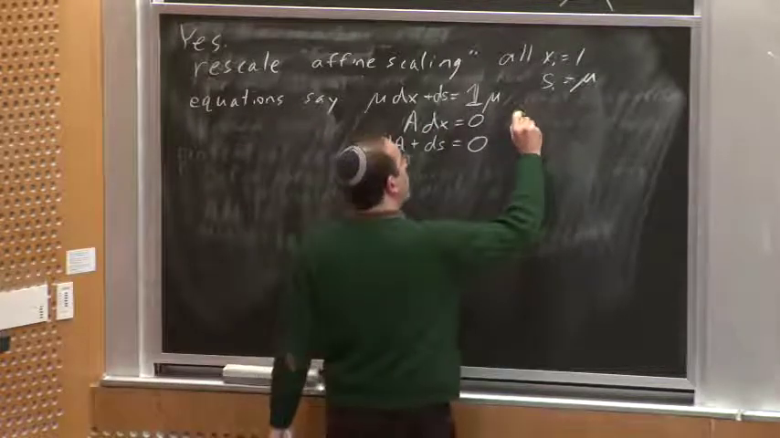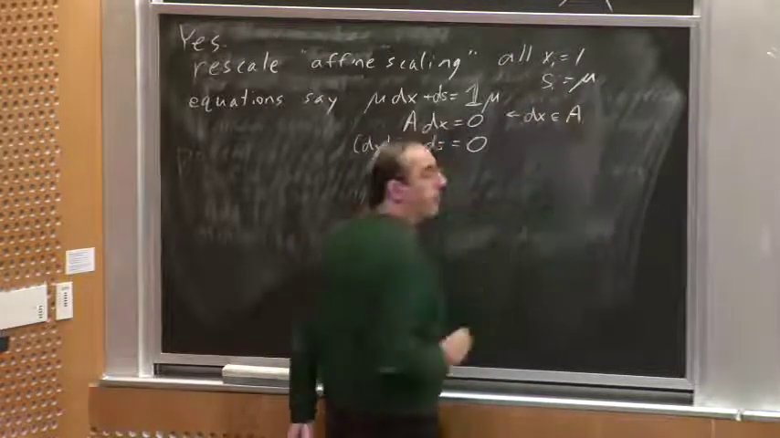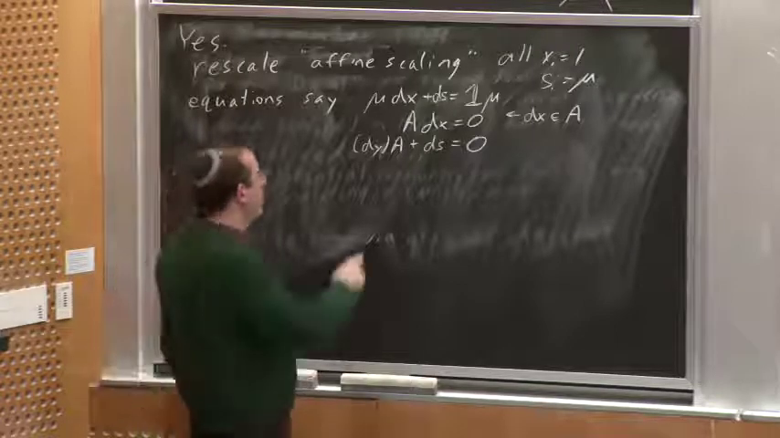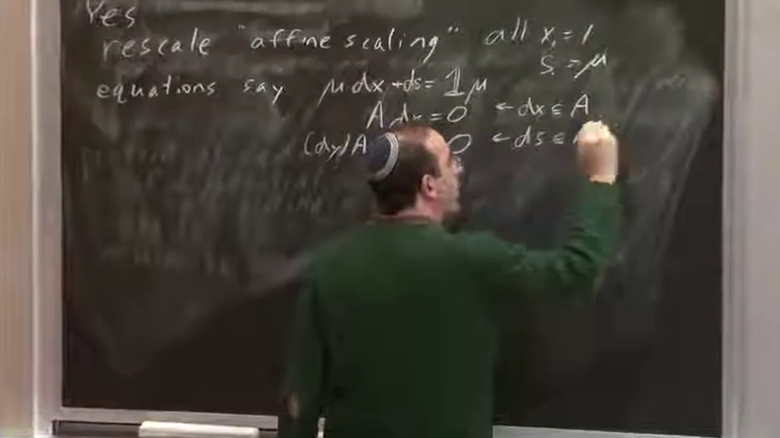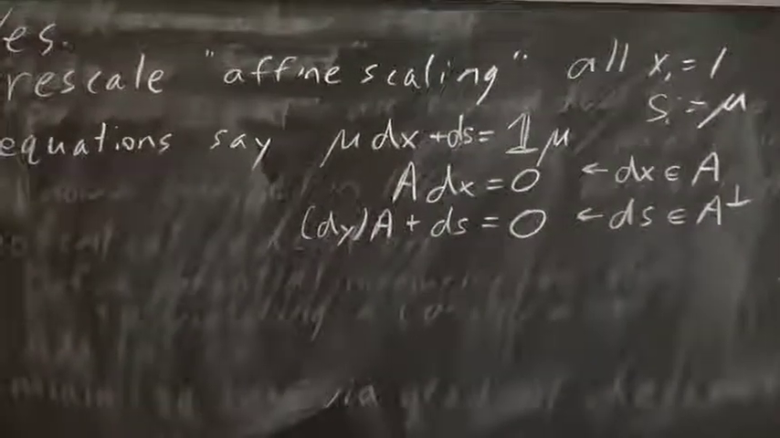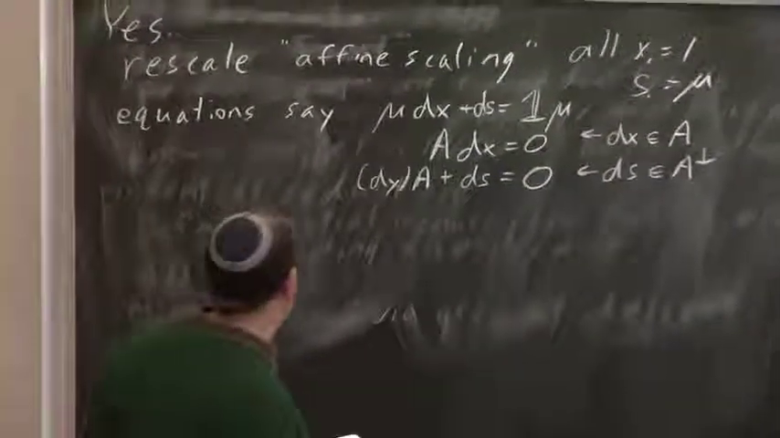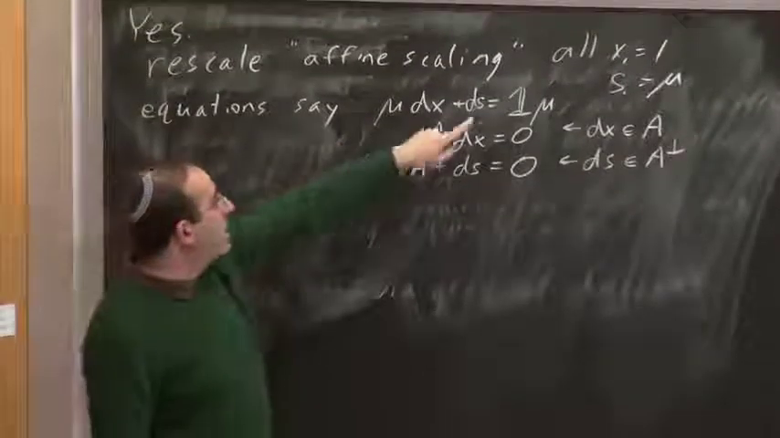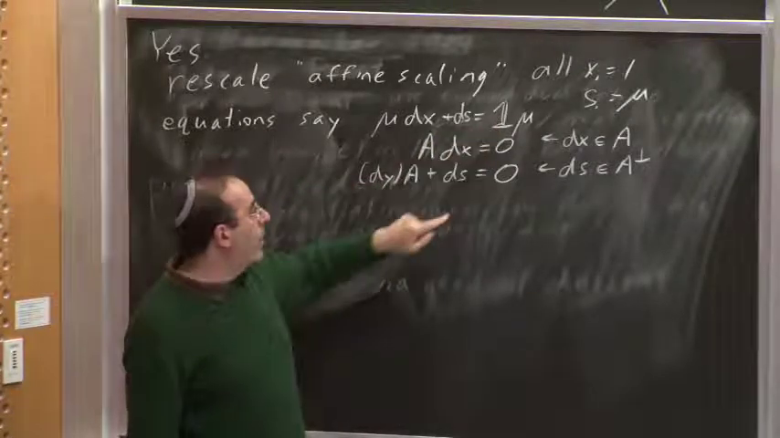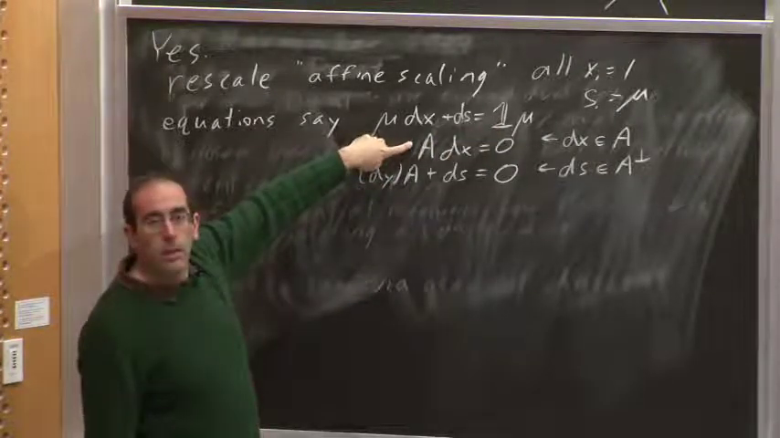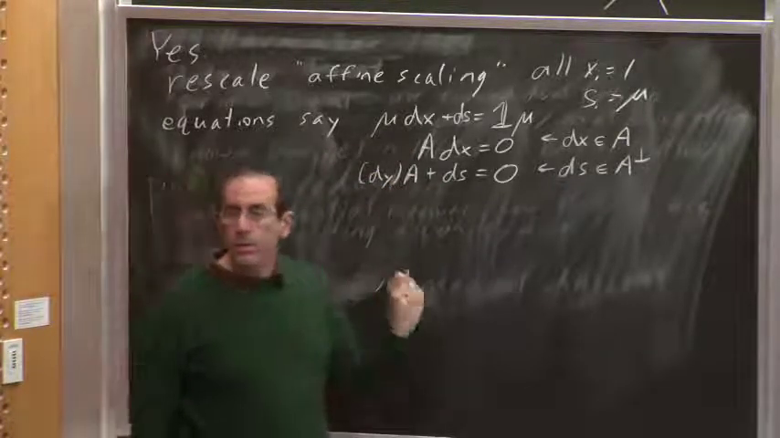And as we saw before, this says that dx is inside of A, right? This says that ds is perpendicular to A. That's what we saw when we were analyzing the characteristics of our central path. So what we're saying is, find a vector that's the all ones vector and break it up into a part that is inside of A and a part that is perpendicular to A. Can I do that? I see nodding heads.